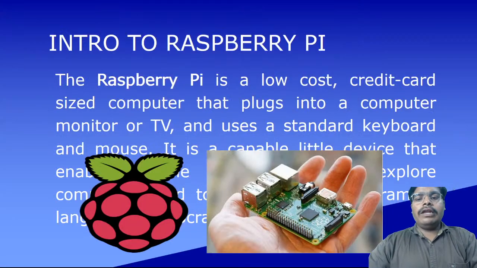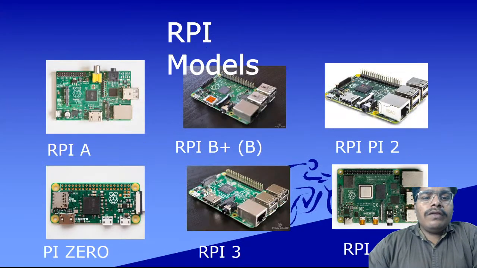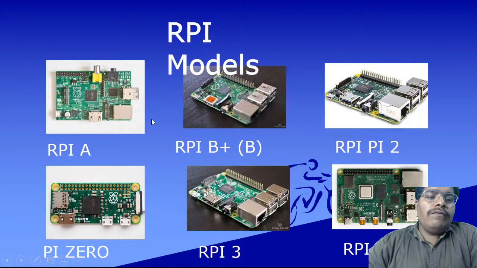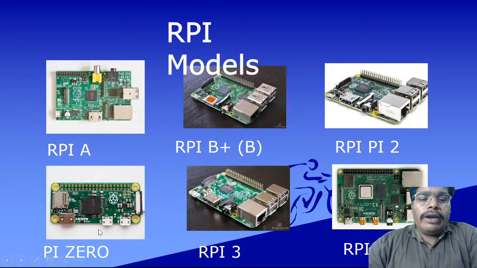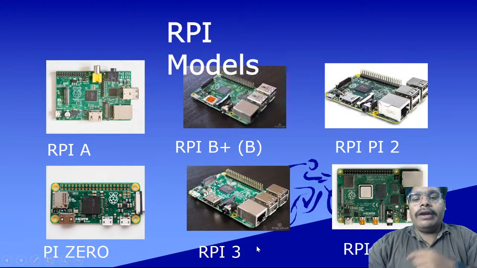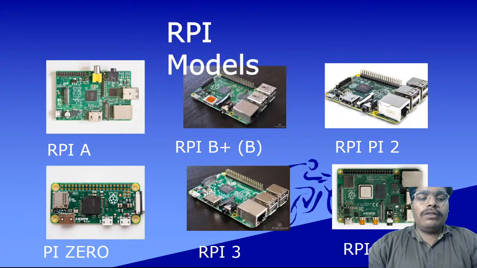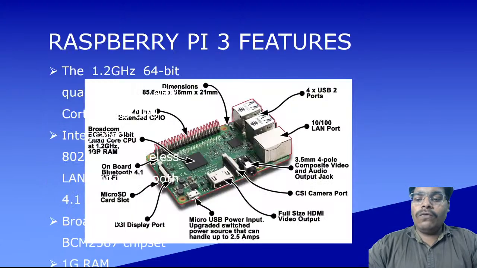So we have discussed the Raspberry Pi in detail. These are the various types of Raspberry Pi. Initially we have Raspberry Pi A, Raspberry Pi B+, Raspberry Pi 2, Raspberry Pi 0, Raspberry Pi 3 and Raspberry Pi 4, which I have shown you right now. The thing I have shown you is Raspberry Pi 4. And here are the various components available on it. I think I have shown you all.